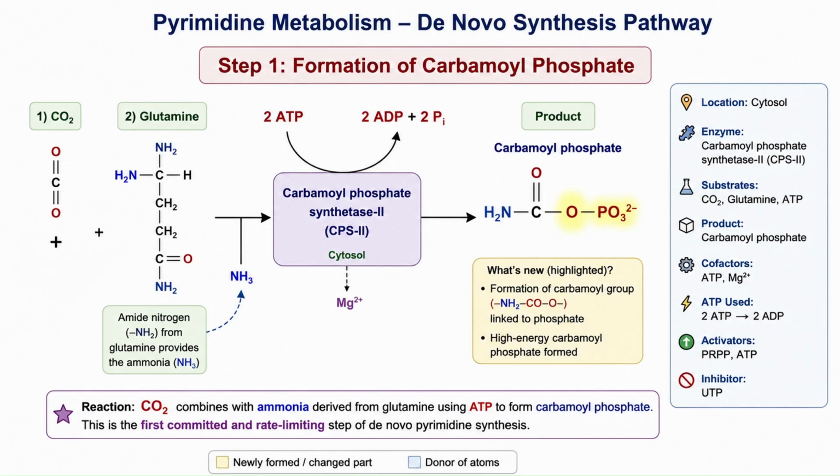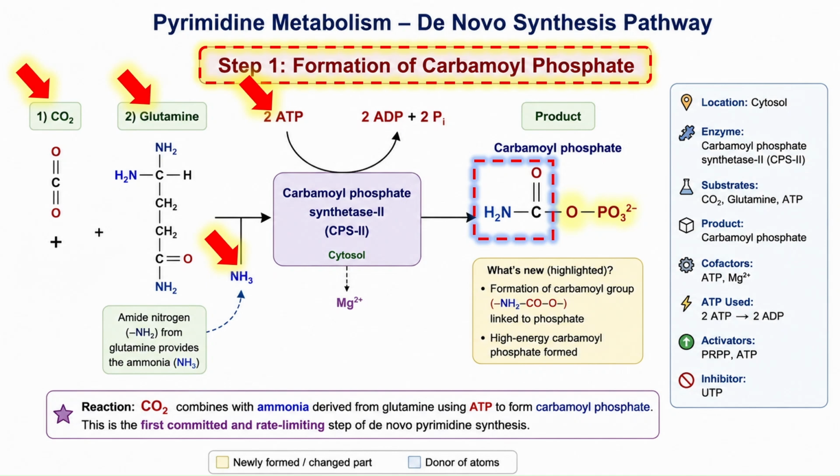The first step in the de novo synthesis of pyrimidine is the formation of carbamoyl phosphate. What is actually happening in this reaction is that carbon dioxide first gets activated using an ATP molecule. Ammonia is released from the glutamine molecule, then combines with the activated carbon dioxide to form a carbamoyl group. Finally, a phosphate is added, producing carbamoyl phosphate. The important chemical change here is the formation of a high energy carbamoyl phosphate bond using two ATP molecules.